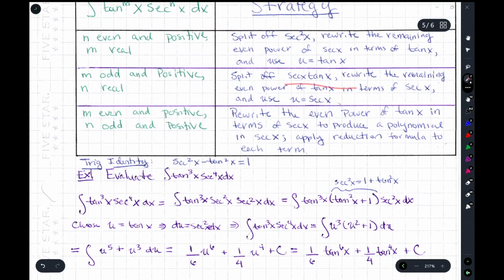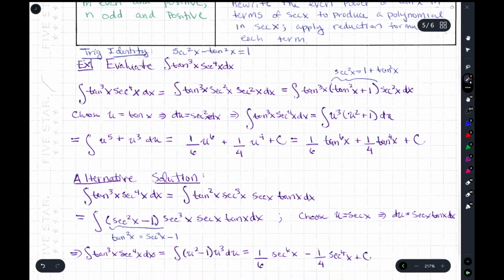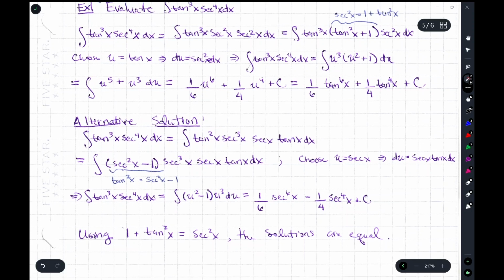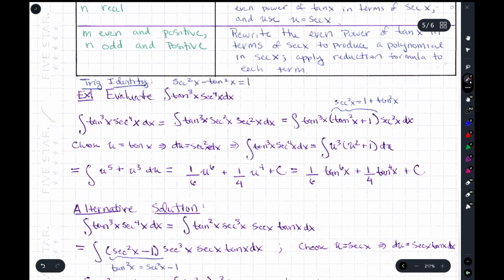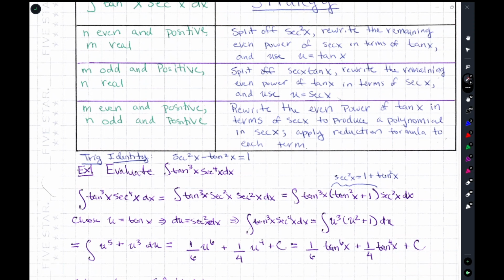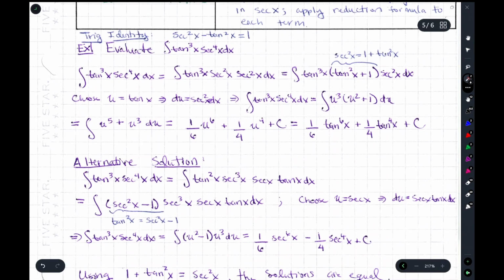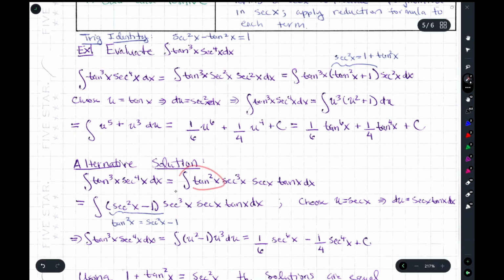Here we'll split off a secant x tan x. Okay, and here you'll see the alternative solution. So to split off a secant x tan x, we're left with that power. What do we do after that? Well, we write the remaining even power of tan x in terms of secant x. Okay, and so we have a tan squared. We're going to write it in terms of secant x using the trig identity above there. And we're going to choose u substitution with u equal to secant x, du is secant x tan x.